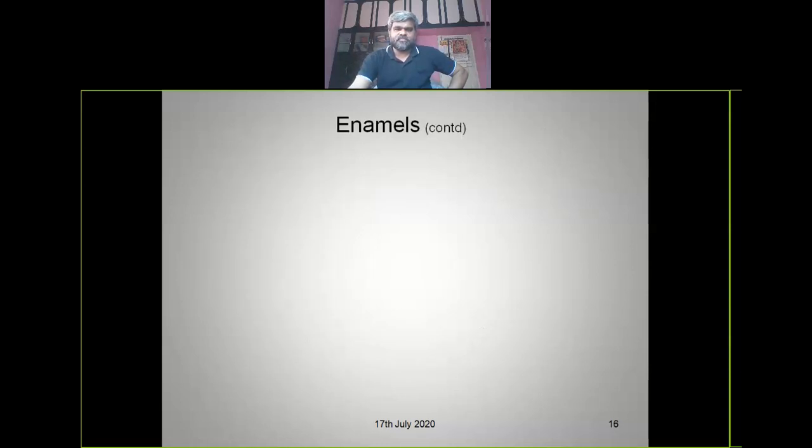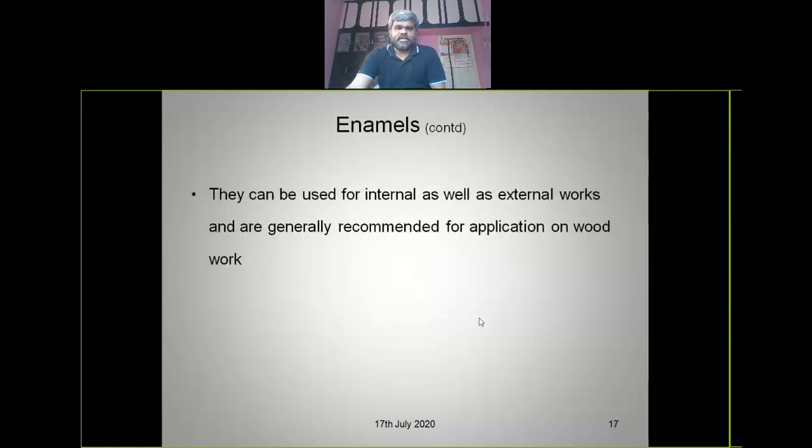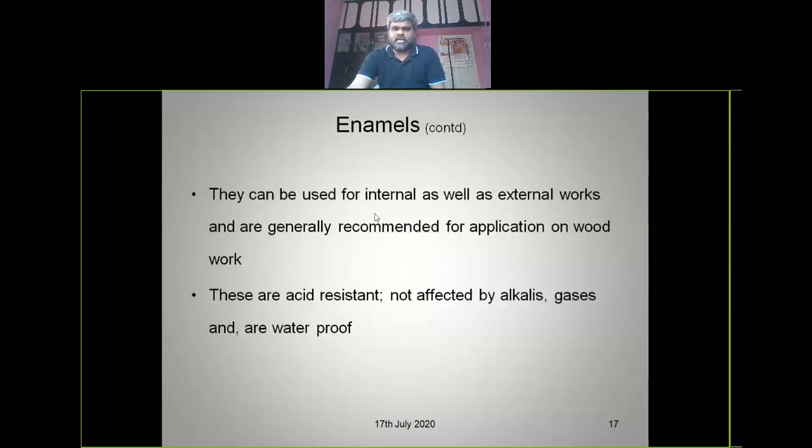Right. What are enamels? So enamel is prepared by grinding bases like zinc oxide and white lead in varnish. If desired, coloring pigments are also added. They dry quickly and furnish a hard glossy surface. Enamels can be used for internal walls as well as external walls and are generally recommended for application on wood. These are acid resistant, not affected by alkalis and greases. It should be waterproof also.